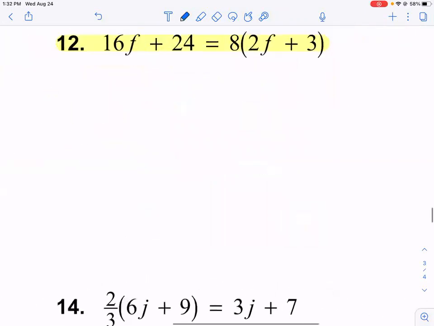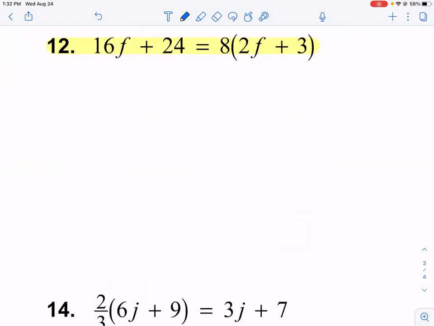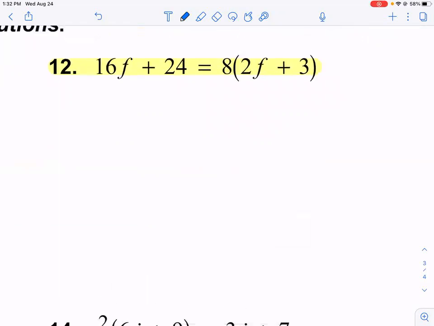All right, let's look over at number 12. I'm curious what happens in number 12. Hey, this will go a lot faster if you're just quiet. Just listen. Okay. Now, on my left side, there is nothing that I can do to simplify, but is there something we can do on the right side? Yeah. Okay, we can distribute. So I have 16F plus 24 equals 16F.